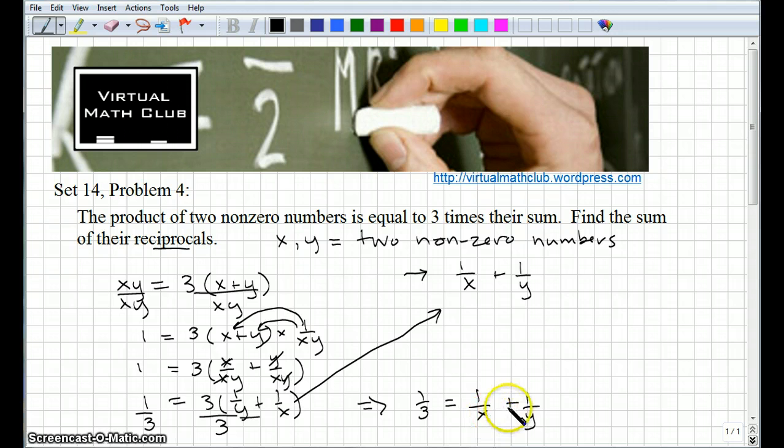So there we go. It wasn't so bad. It looked like a complicated problem, but our answer is 1/3. We didn't have to solve for what x and y were. We don't really know what they are. There's probably a number of different values that would satisfy this equation. But all we needed to find was the sum of the reciprocals, and that's what we have. So it's 1/3.